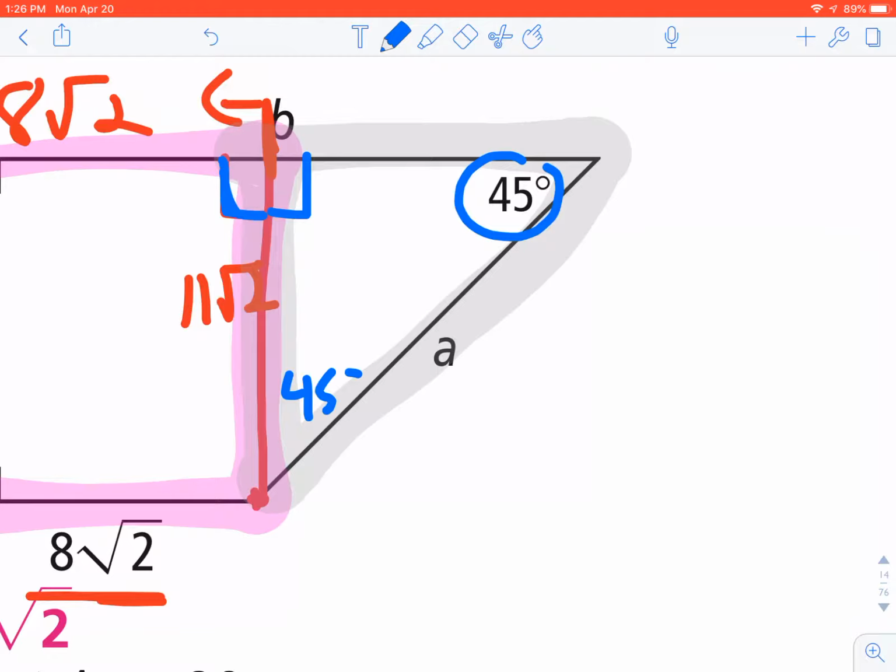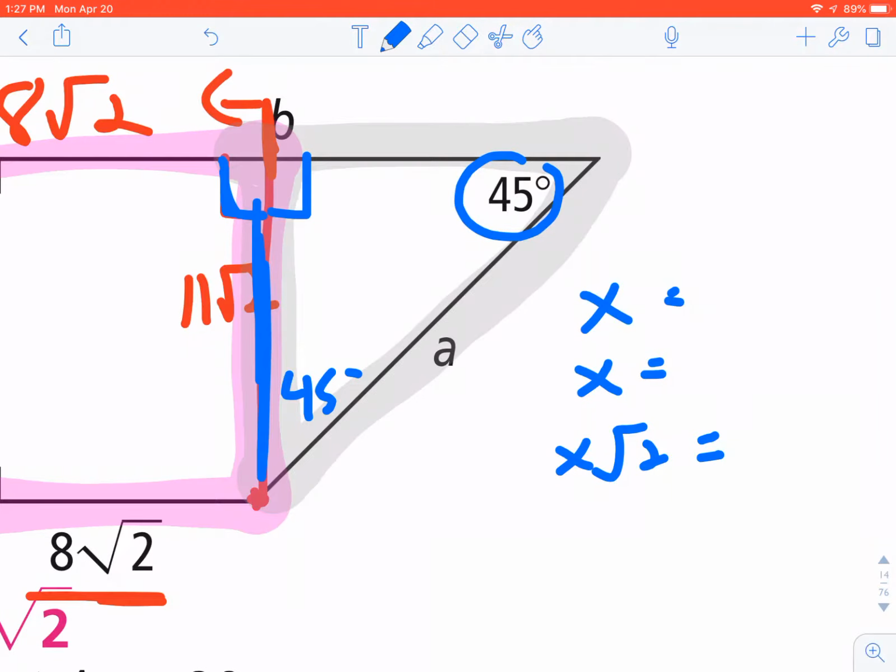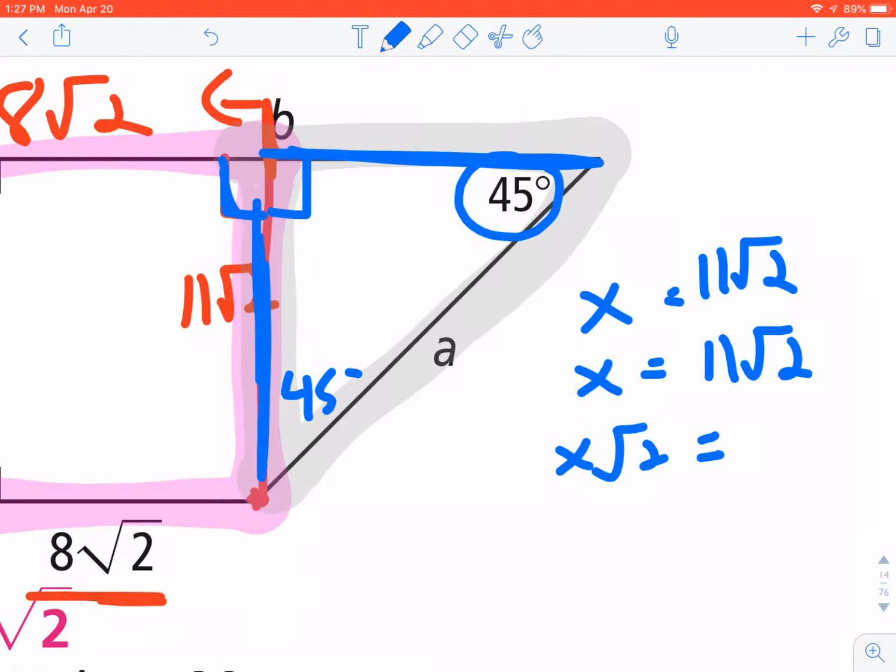I know that this is only working on 30, 60, 90 triangles, but it doesn't hurt to review 45, 45, 90. So in this picture, the gray triangle is a 45, 45, 90 triangle. If I recall from last week what my relationship is with those, 11 radical 2 is a side, it's a leg. So that's 11 radical 2, which means that this piece is also 11 radical 2.